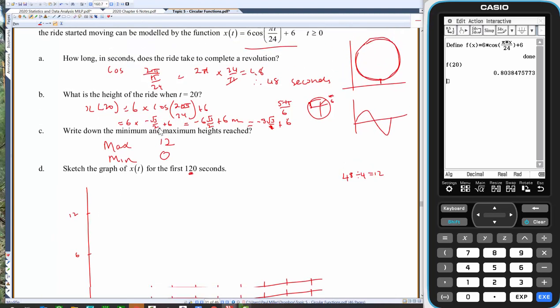All right, let's go have a look at the function again. So it's a cosine function. Cosine starts high, and then dips down. So there's basically one cycle of the function.